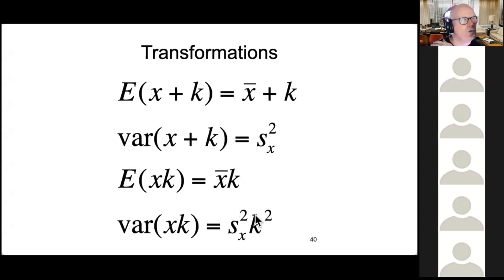And k squared, 1.2 squared, is 1.44. Is that right? Yeah, because 12 times 12 is 144. So it's 1.44 times 10, so it's 14.4. The standard deviation is just going to be S times k, because the standard deviation is always the square root of the variance. So it's going to be root 10 times 1.2.